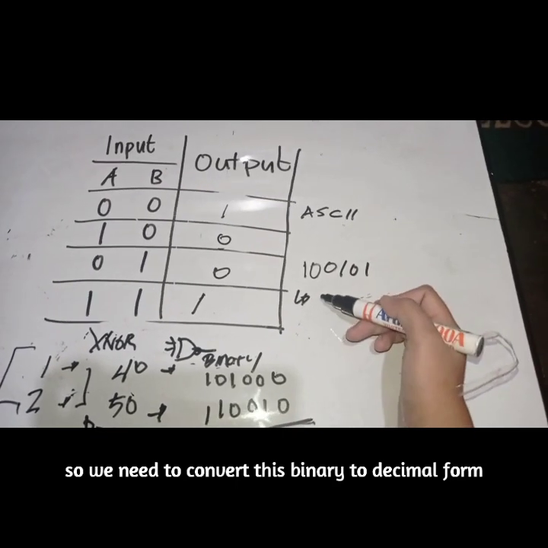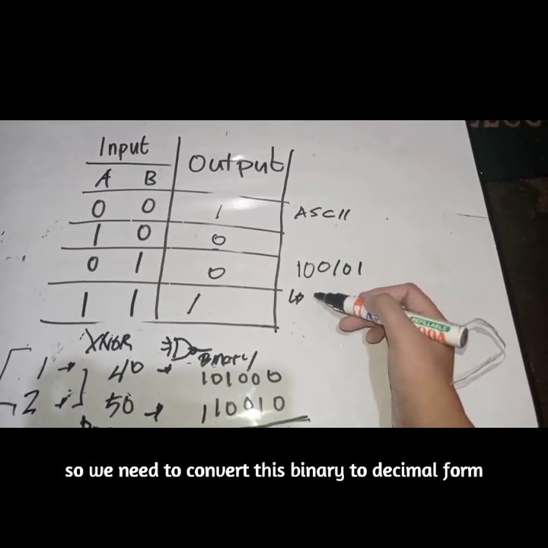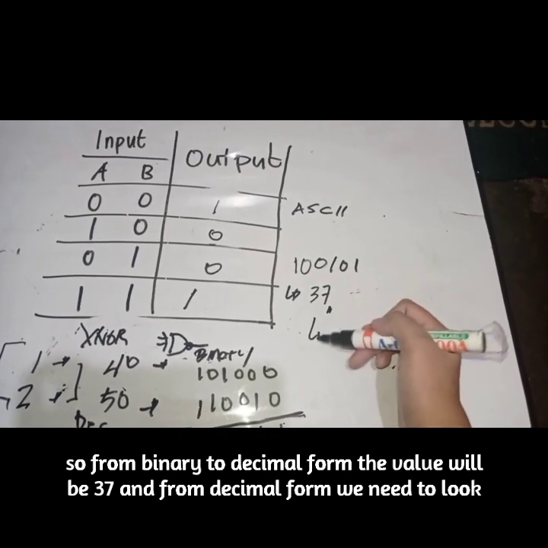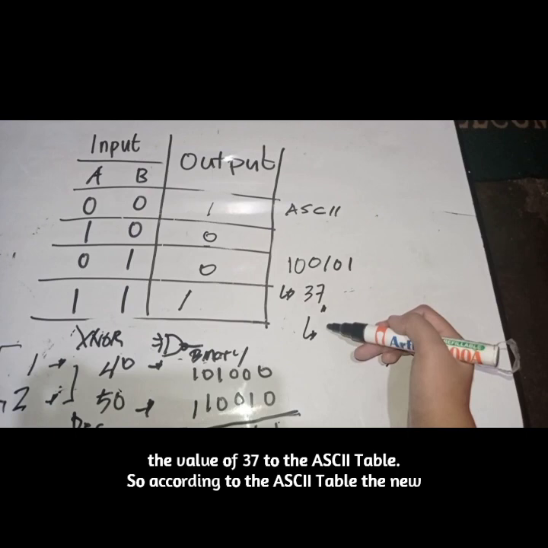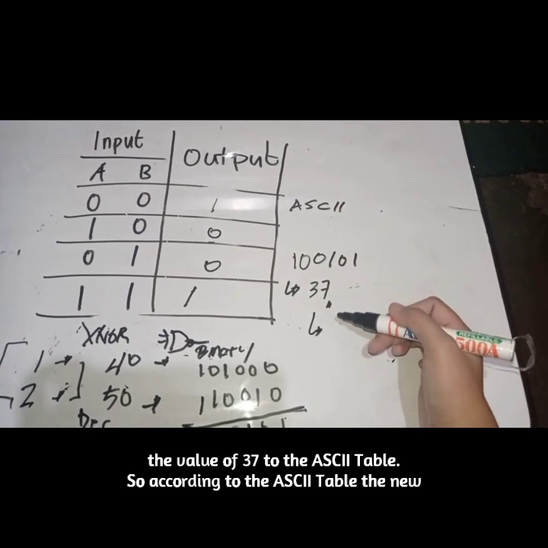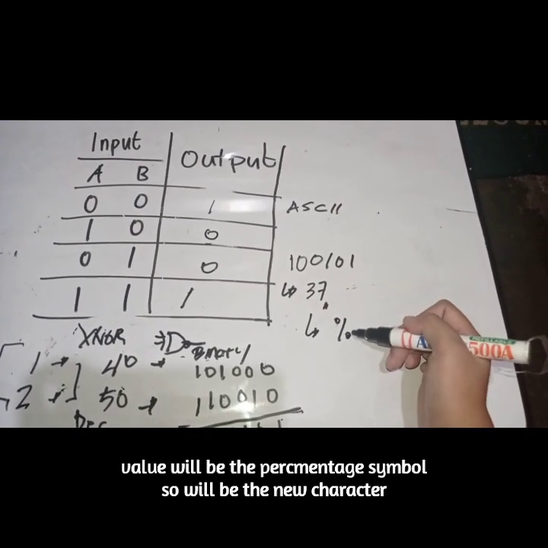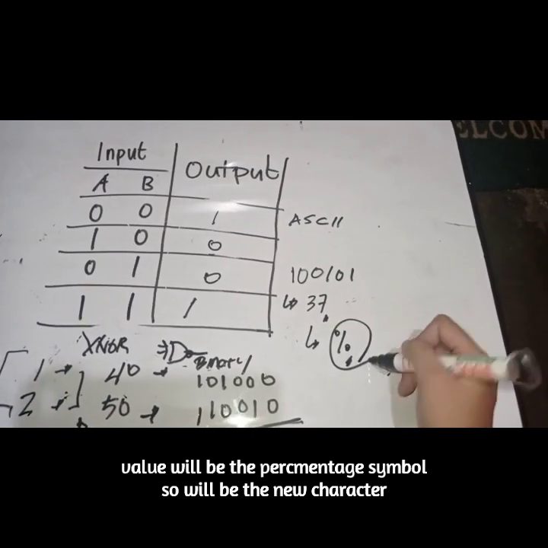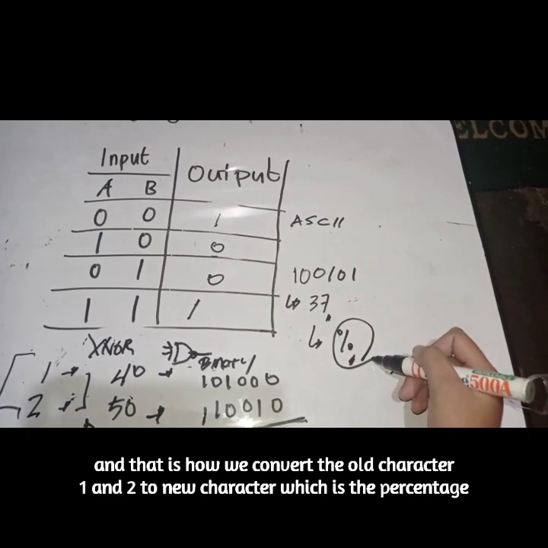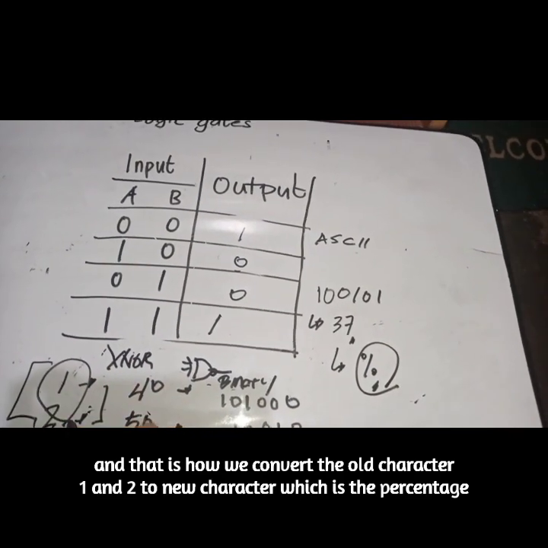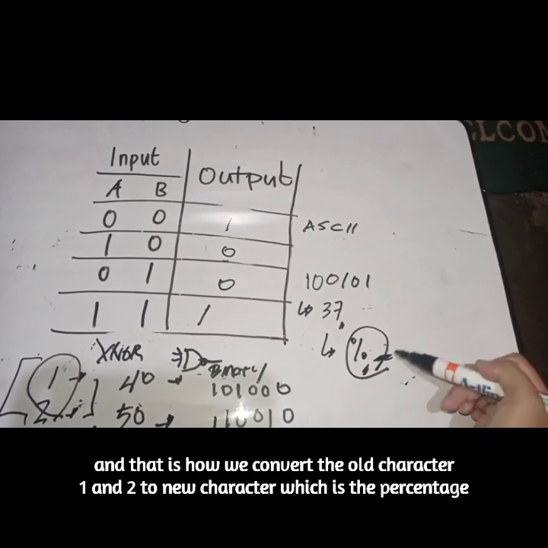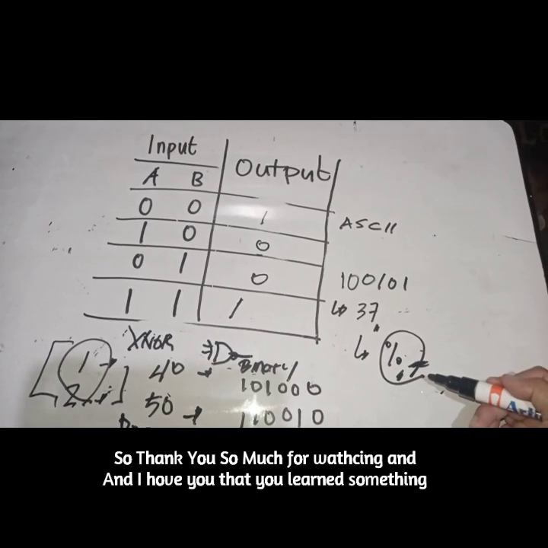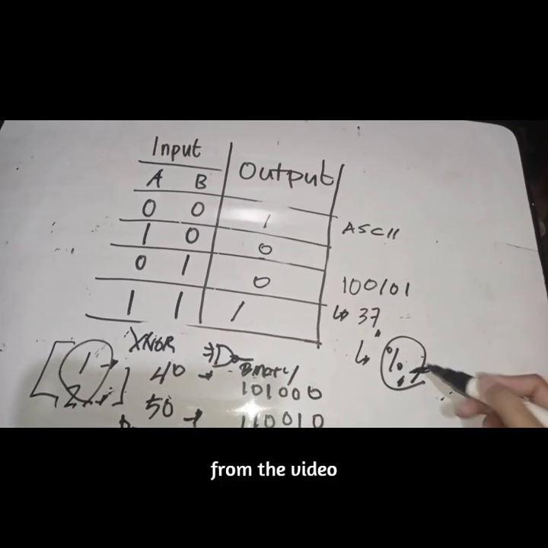So we need to convert this binary to decimal form. So from binary to decimal form, the value will be 37. And from decimal form, we need to look up the value of 37 in the ASCII table. So according to the ASCII table, the new value will be the percentage symbol. So this will be the new character, and that is how we convert the old characters 1 and 2 to the new character, which is the percentage symbol. So thank you so much for watching, and I hope that you learned something from the video.